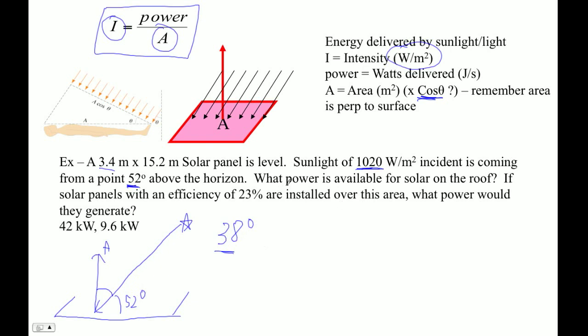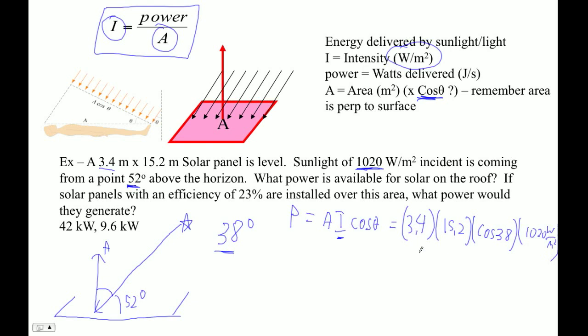Let's see, we want to know what is the power available for solar on the roof. So the power is going to be the area times the intensity, and then we have to put a cosine of the angle in there. The area is 3.4 by 15.2, and then we have to do a cosine of 38. Oh, we didn't put the intensity in there. I forgot to do that. The intensity is 1,020, and that's watts per square meter.